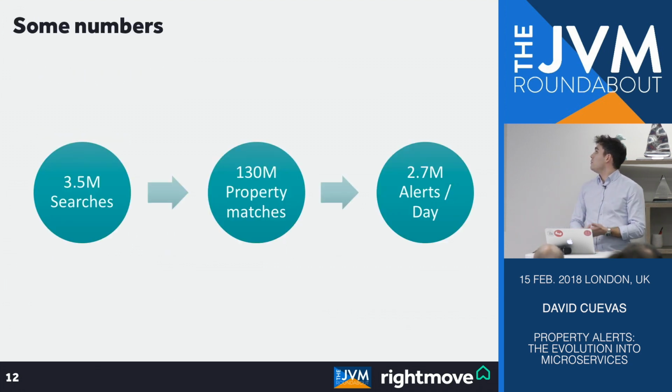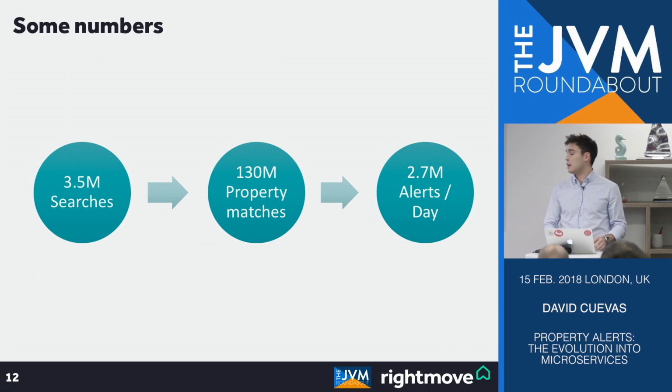So, some numbers on the property alerts. As I said before, we own 3.5 million saved searches, which generate 130 property matches. So we have this amount of documents in Couchbase. And consequently, we also generate roughly 2.7, 2.8 million email property alerts per day.